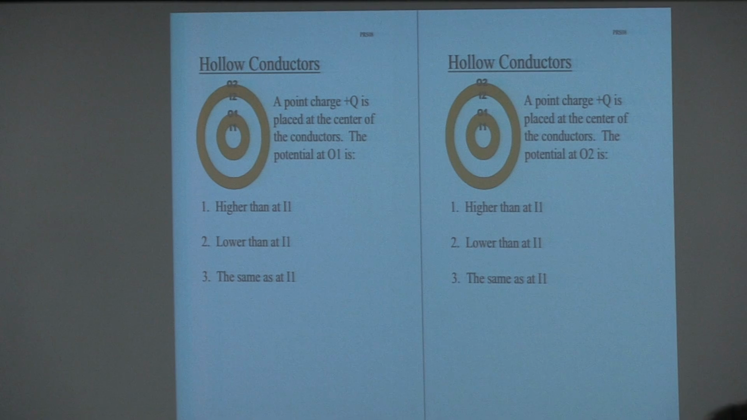Now, never use formulas without any reasoning. The formulas are always valid within certain systems, within certain assumptions. 1 over 4 pi epsilon 0, Q over R is valid only for point charges or only for special cases. Why? Why was it that? Why was it flat?